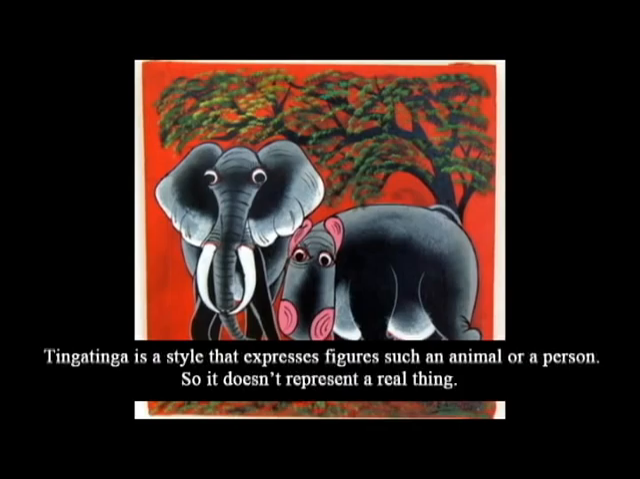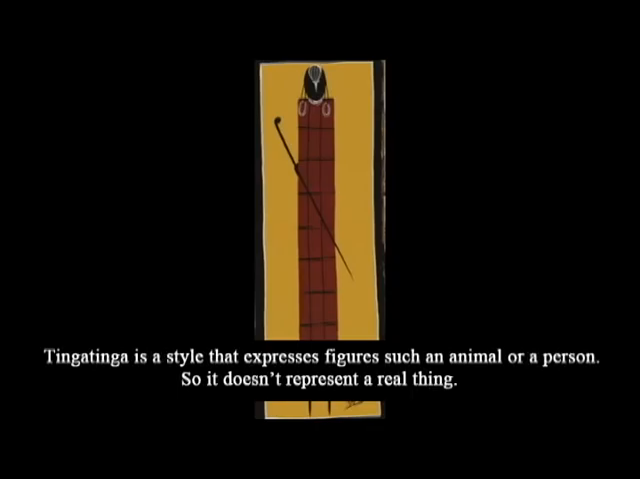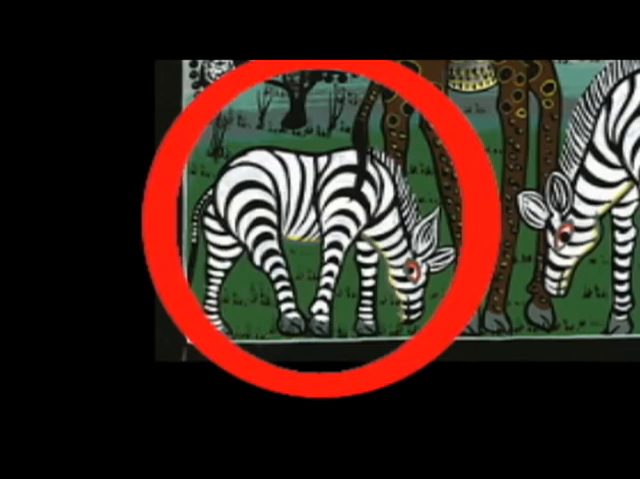From the way Tingatinga used to paint our animals, it was so important because it clearly showed how one could simply explain a zebra, for instance, as a white donkey with black stripes.